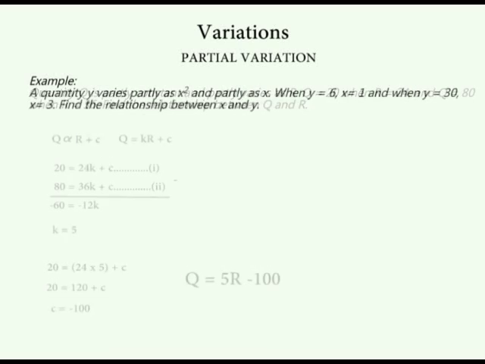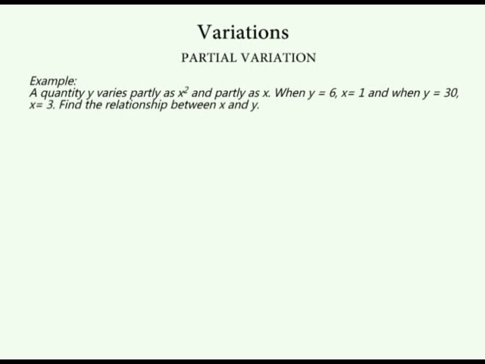Final example: a quantity y varies partly as x squared and partly as x. When y is equal to 6, x is equal to 1, and when y is equal to 30, x is equal to 3. Find an equation relating y to x. In this case, y varies as x squared and also as x, and so we shall need two constants. We choose a, the constant for x squared, and b, the constant for x.